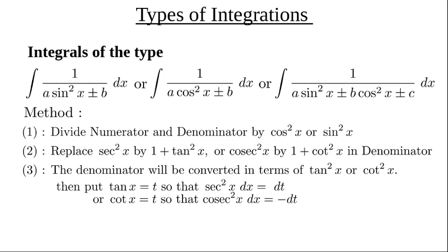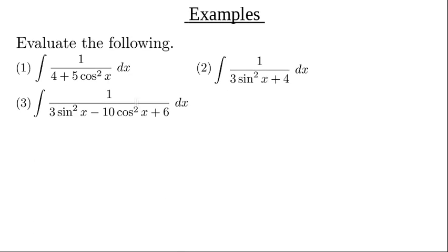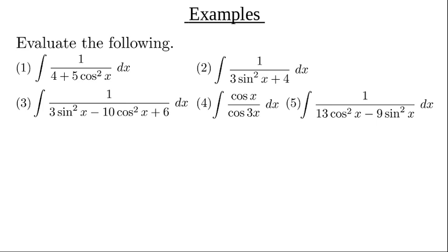Keep the numerator as it is. Then the numerator will be converted in terms of either tan square x or cot square x. Then put tan x equal to t, so that sec square x dx will be dt in the numerator, or cot x equal to t, so that cosec square x dx will be minus dt. On simplification, the denominator gets reduced to the form x square plus a square, or x square minus a square, or a square minus x square, and the problem becomes simple and easy to handle. So the problems, for example, I have considered these ones.